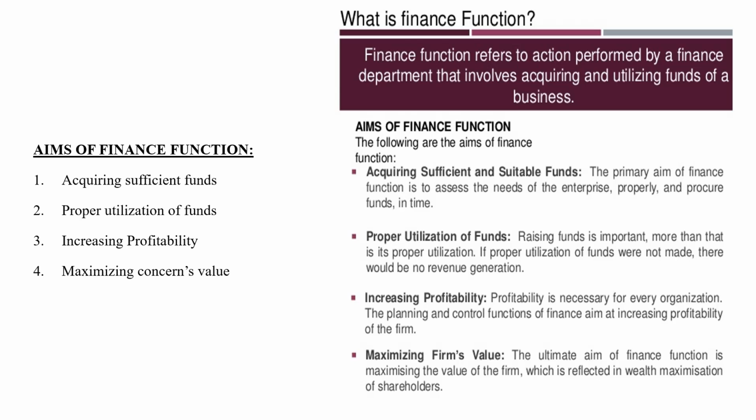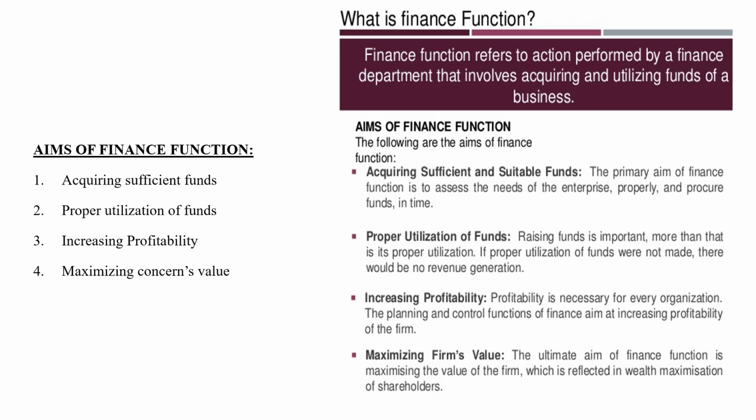Otherwise, it is very difficult for the company to run for a long time. The planning and the control function of finance aims at increasing the profitability of the firm, then maximizing concern value. Concern means firm or business organization. It can be a company or anything. So the value means the value of the overall business, which is related to wealth.